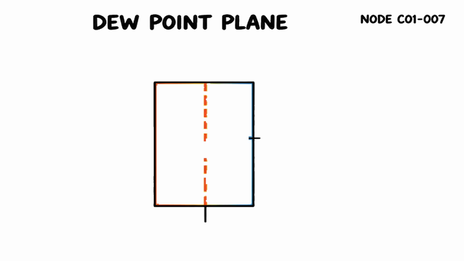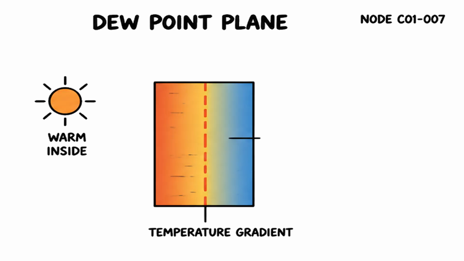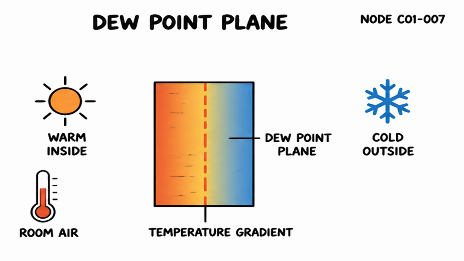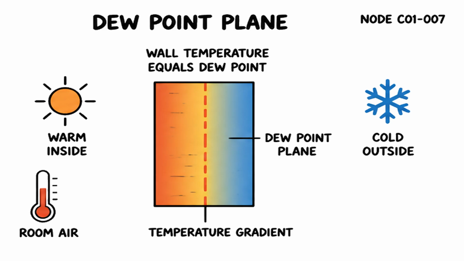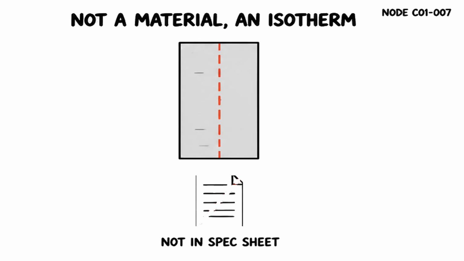Every wall has a temperature gradient, warm inside and cold outside. Your room air has a dew point, a single temperature. Where the wall temperature equals the dew point is a line. That glowing line is the dew point plane. The critical thing to understand, it is not a material. It is not in the spec sheet. The plane is an imaginary isotherm.